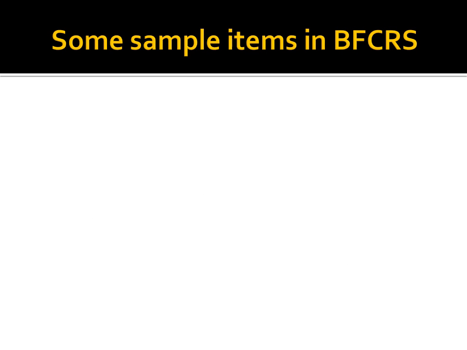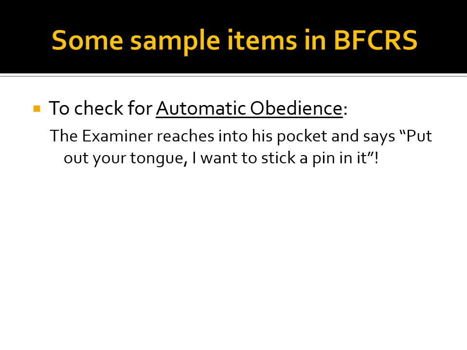Let us look at some sample items in the Bush-Francis catatonia rating scales. To check for automatic obedience, the examiner reaches into his pocket and says, "Put out your tongue, I want to stick a pin in it." And if the patient has automatic obedience, he would indeed put out his tongue.